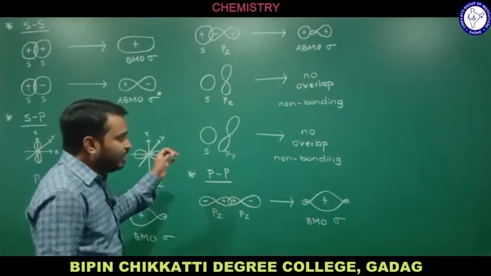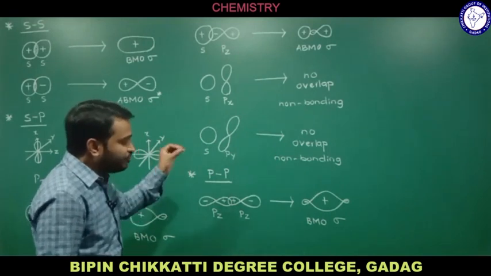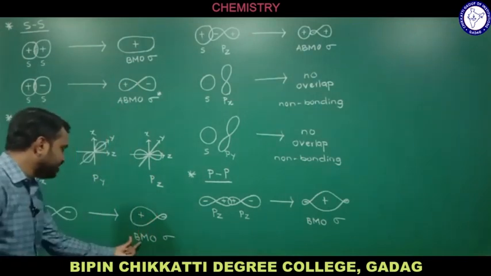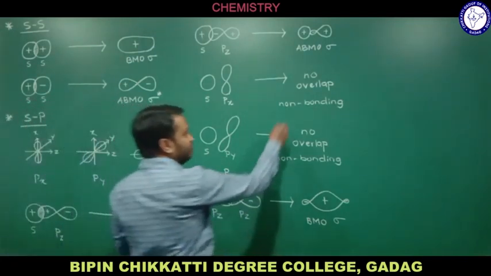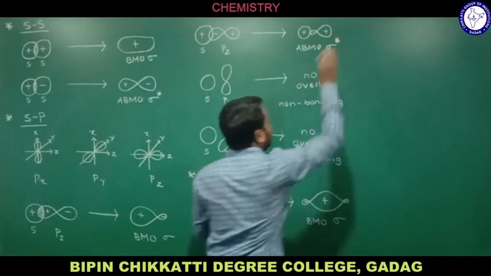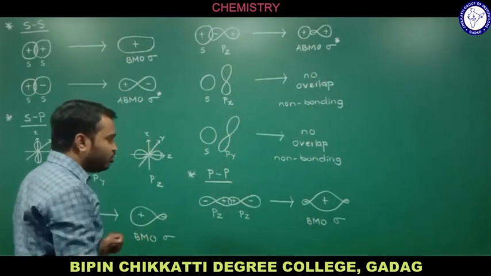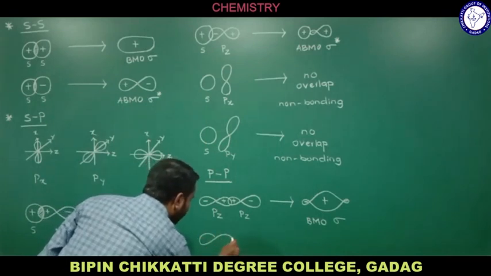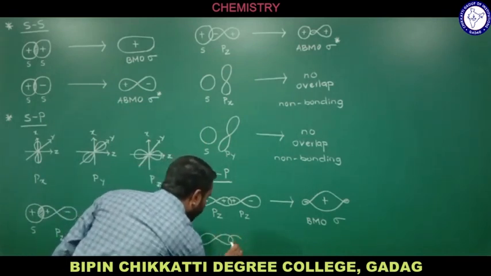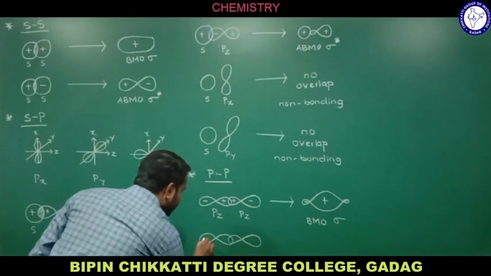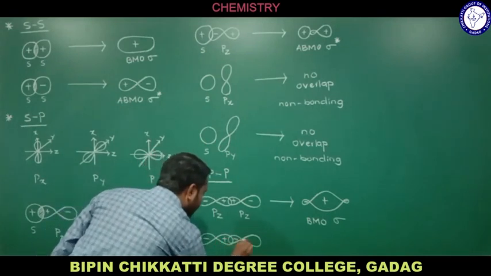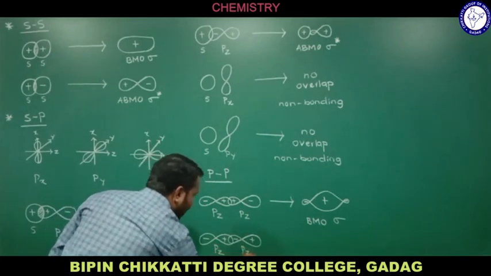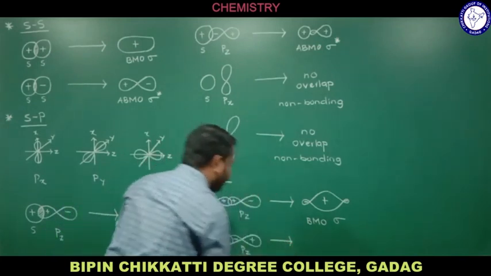If there is head-on overlapping in the case of ABMO, we need to represent it in the form of a star. So similarly, we represented BMO in the form of sigma, and for ABMO you need to consider a star. That star represents anti-bonding molecular orbital. Now, what happens if the p atomic orbitals are of different sign? So I consider minus and plus, and here I consider minus and plus. Let us assume this is also pz, and this is also pz.